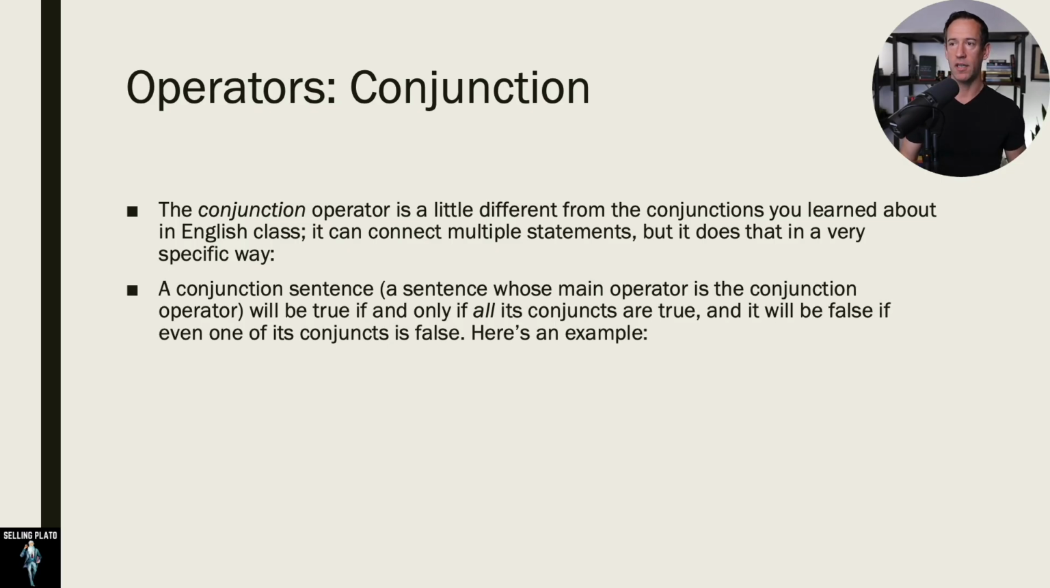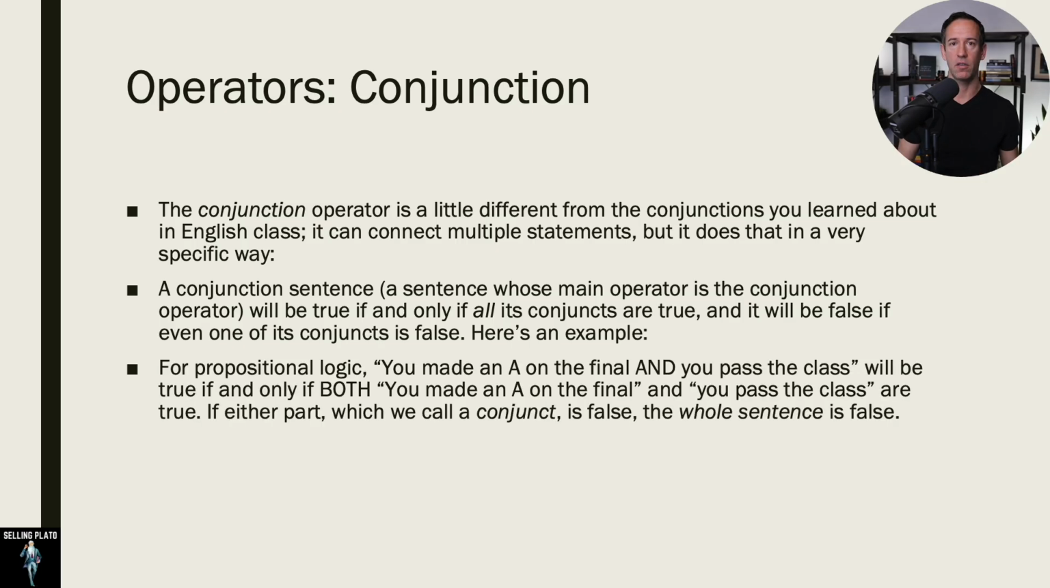A conjunction sentence, a sentence whose main operator is the conjunction operator, and I'll talk about what a main operator means in a second, is going to be true if and only if all of its conjuncts are true. And it's going to be false if even one of its conjuncts is false. All right, so that's how we're going to think about the conjunction operator. So here's an example. Let's take a look at an example, and then I'll explain a couple of those things.